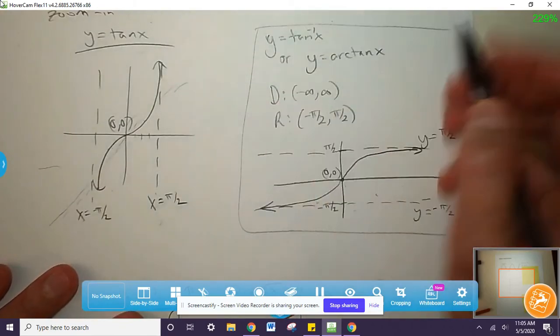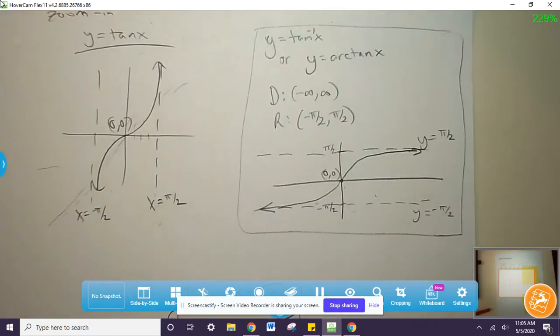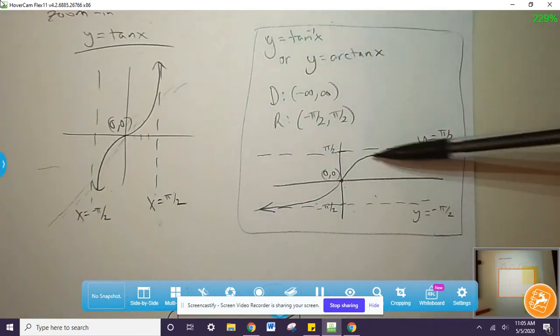We're not going to do any transformations to it, but starting tomorrow, we'll start solving some types of problems that use this information from the arctangent graph.